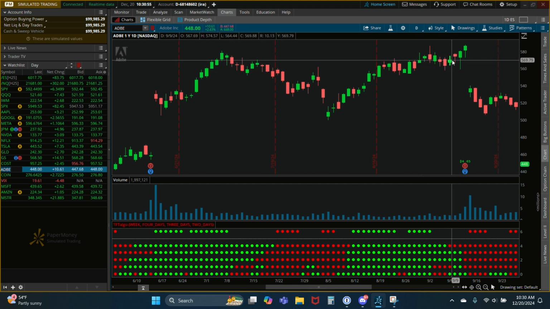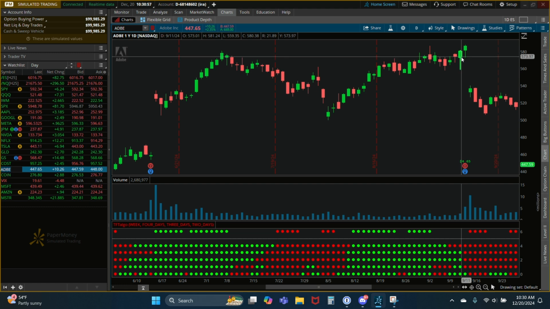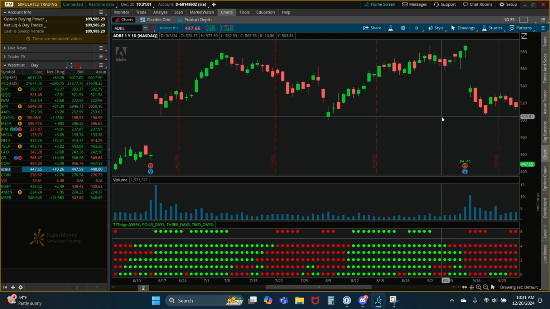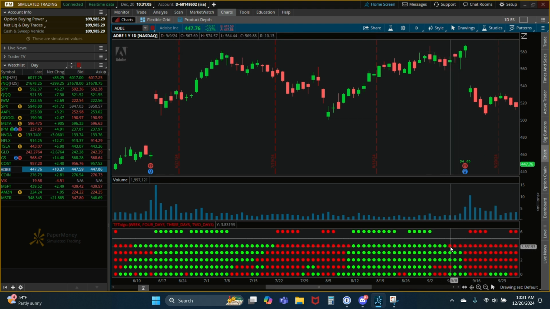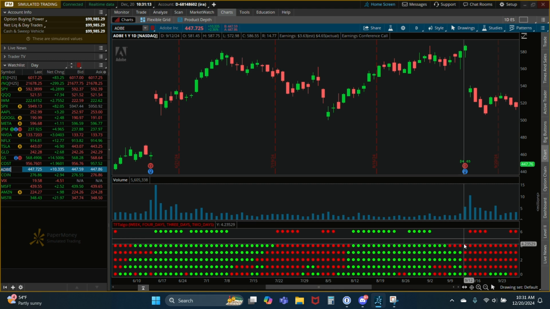And then even as the stock is going up, the TFT is warning you, saying, hey, this is turning bearish on some level. We've got the weekly time frame starting to turn bearish. And then on this candle, it's really warning you like, hey, there's four red dots here on four different time frames. If you're long here, you really need to get out.